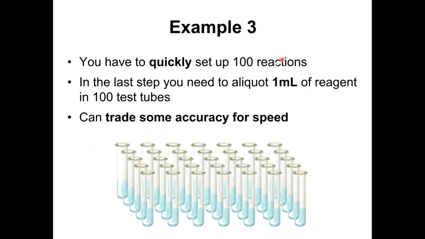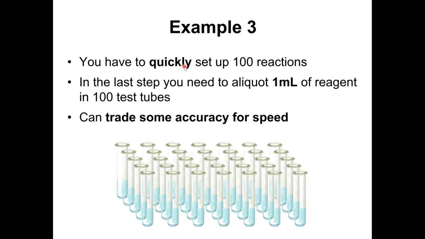So let's assume that at the end, you've already added a lot of reagents here. At the end, you got to add 1 milliliter of the final reagent to these 100 test tubes. Now, since you got to do it fast enough, you have to find the right balance between accuracy and speed in this case. So you might not go for the most accurate tool.